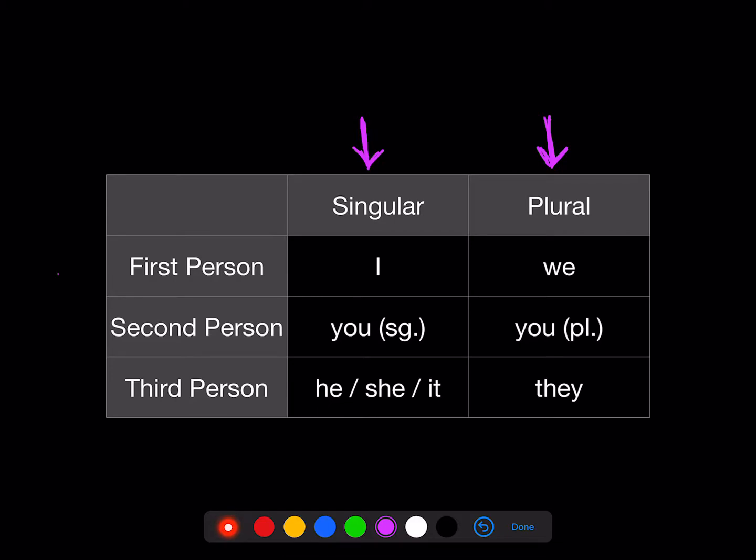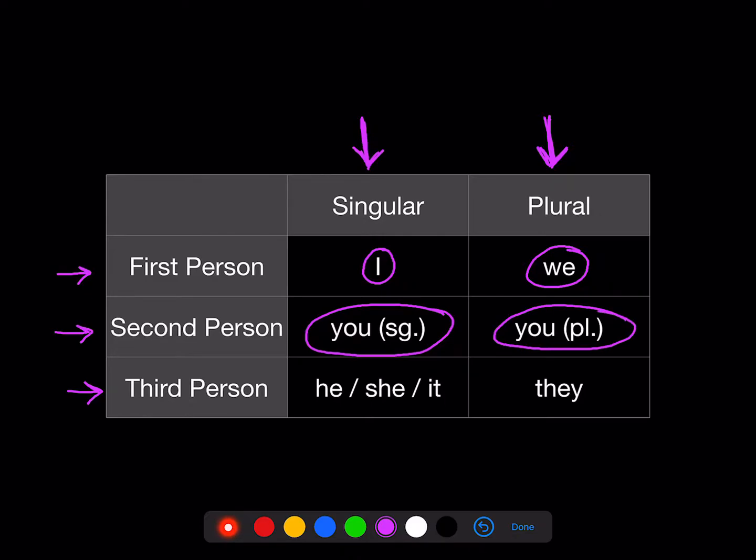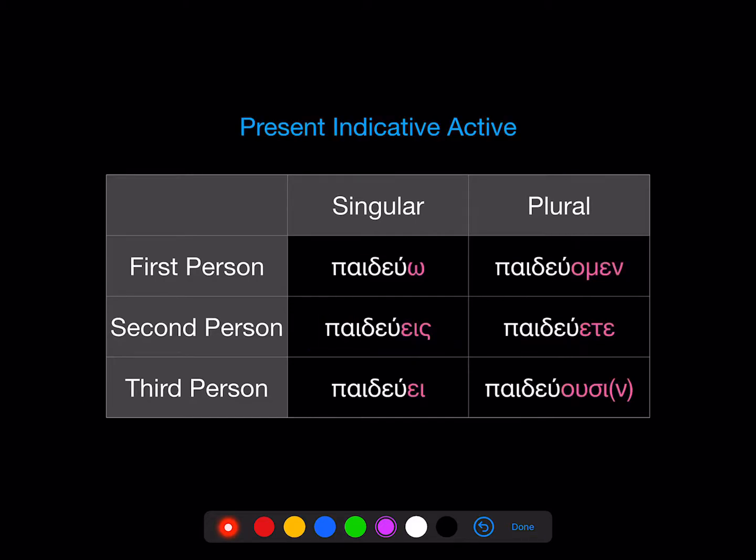And then look at the rows, first person subjects, second person subjects, third person subjects. So the first person singular subject, I, the first person plural, we, second person singular, you singular, second person plural, y'all. Then third person singular, he or she or it or any other singular noun that we're talking about. Third person plural, they or any other plural noun that we're talking about. Okay, so this is what our verb charts are generally going to look like. So let's take a look at one now.